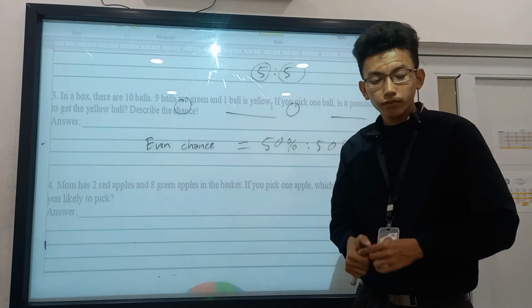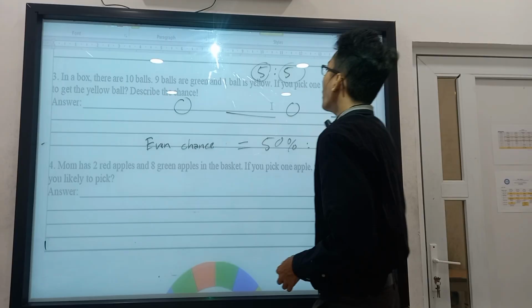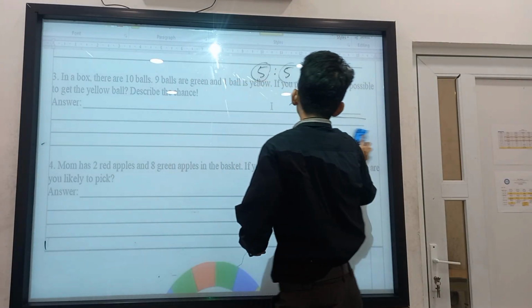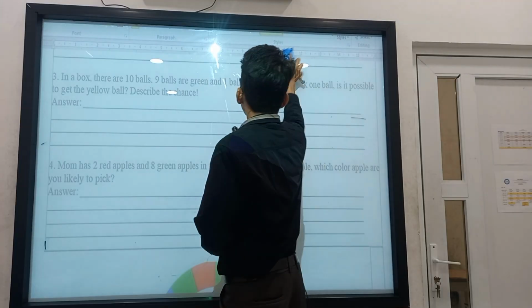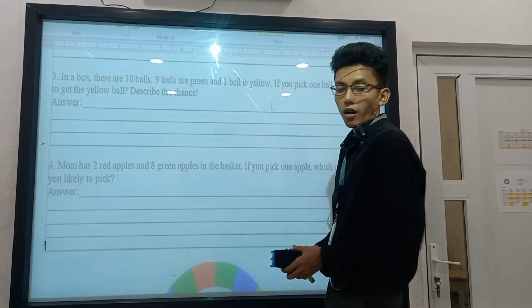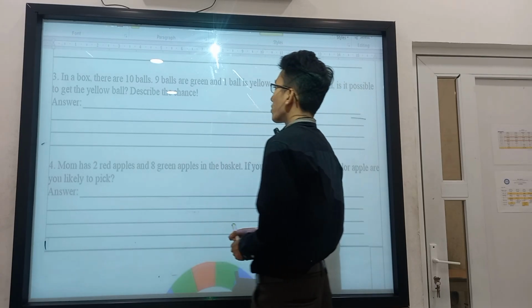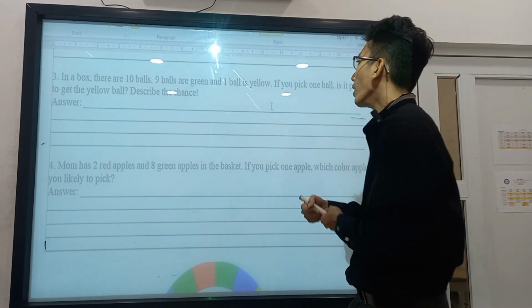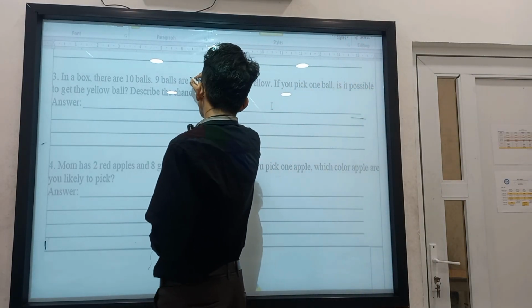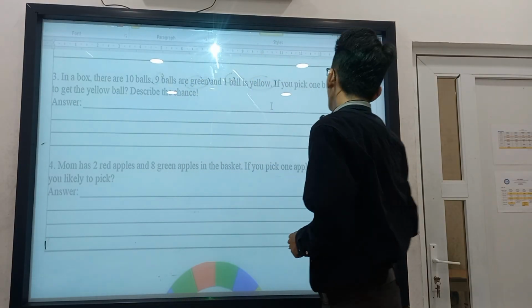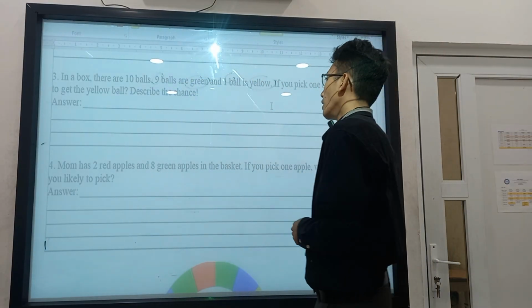Okay, sir. Number 3, sir. In a box, there are 10 balls. 9 balls are green and 1 ball is yellow. If you pick 1 ball, is it possible to get the yellow ball? Describe the chance. There are 10 balls in the box, while the green ones are 9 and the yellow one is 1. Is it possible to get the yellow ball?